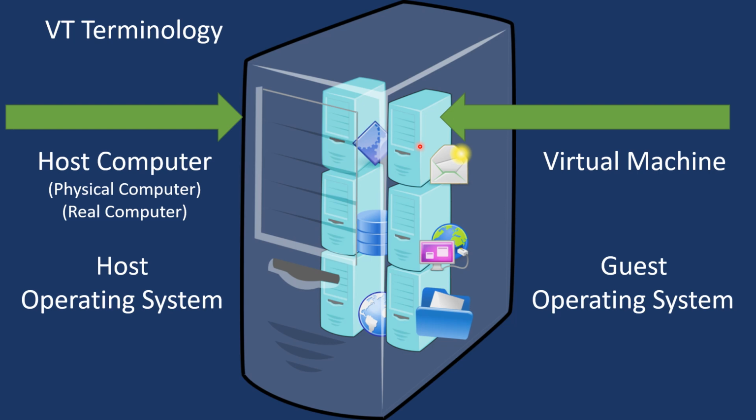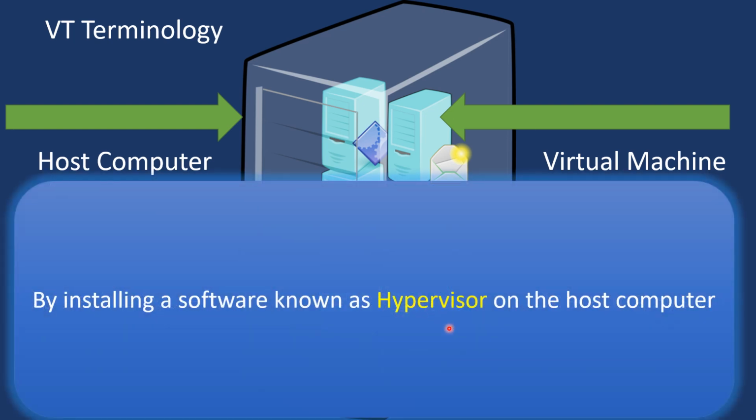Now, as I said, how do we do this magic? There is a piece of software known as a hypervisor. This is the magic here. If you want to work with virtual machines, you have to install a piece of software known as a hypervisor. There are many different companies that produce different types of hypervisor. We will come across these, inshallah.